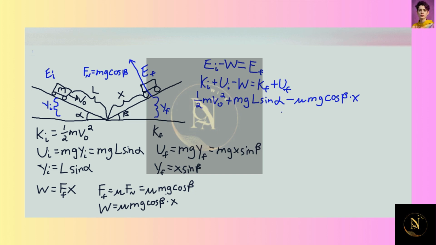And we know that that whole term is equal to the final kinetic energy, which is 0, plus the final potential energy term, which is mgx times the sine of beta. All right, so now the rest of this is just algebra, because what we're interested in is finding the value for x. So I'm going to underline that here. We have two spots where we have x, so we just need to solve this.